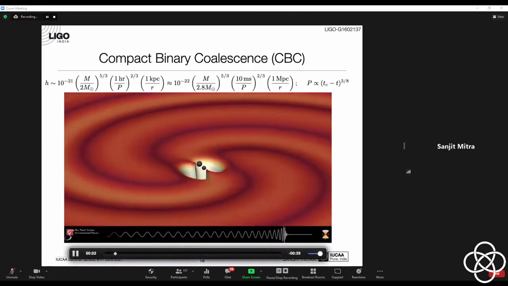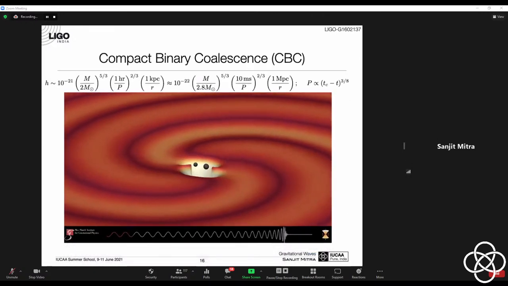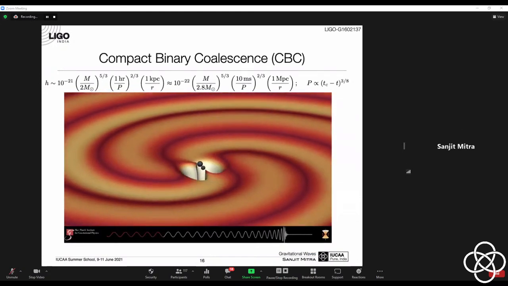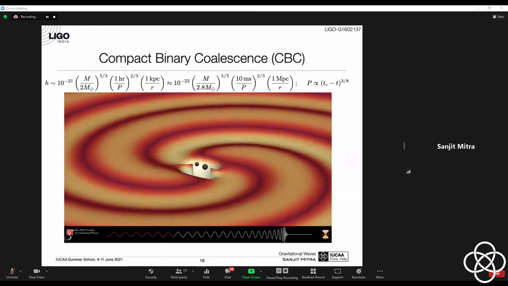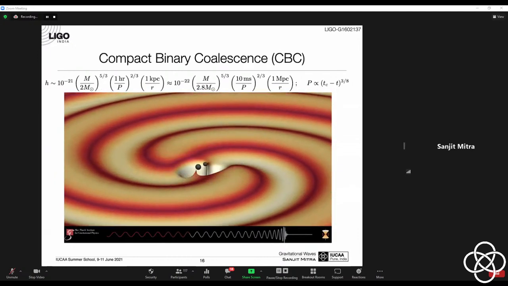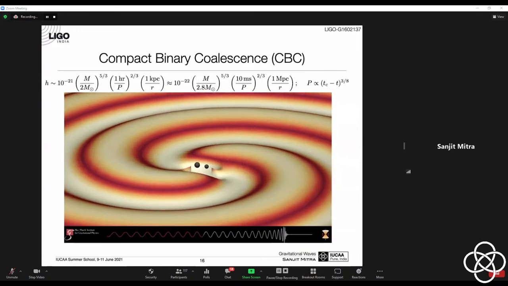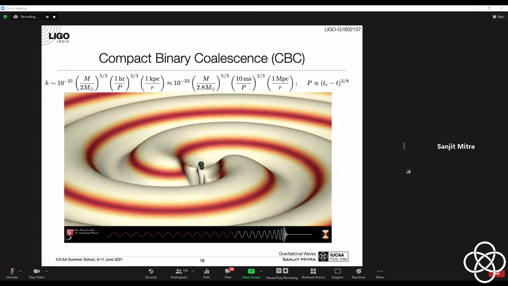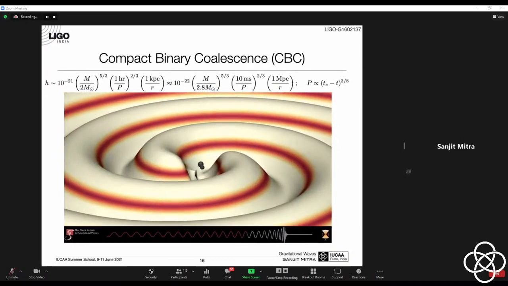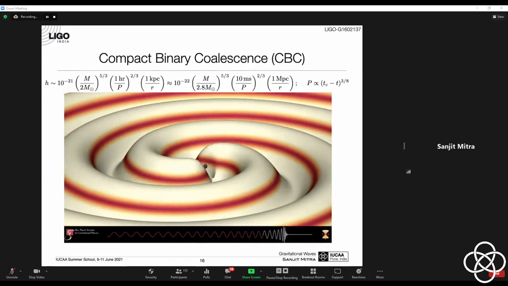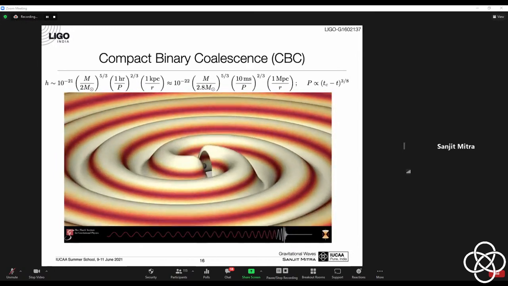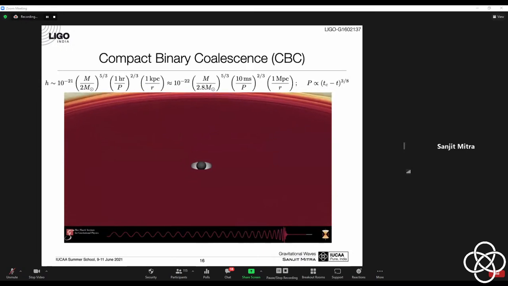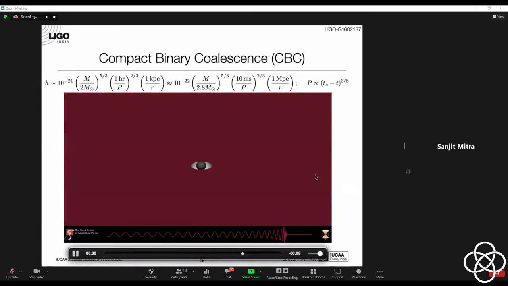So this is one of these animations which show what exactly happens. Again, I already described that as the objects initially go around, the frequency increases. You will see that the period, the wavelength, reduces, and then in the last few cycles, it becomes extremely fast. They come close to, let's say, half the velocity of light. It's so fast, and these are also very dense objects. They emit an enormous amount of energy.